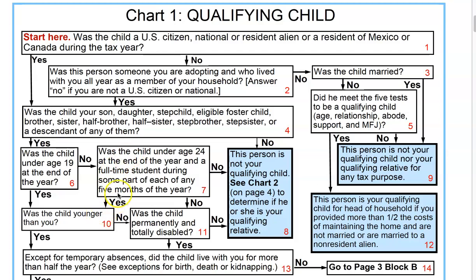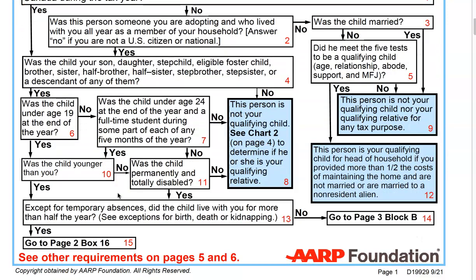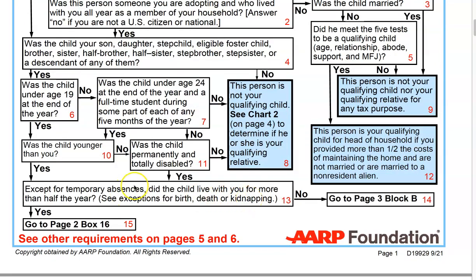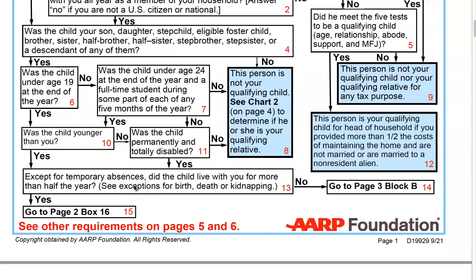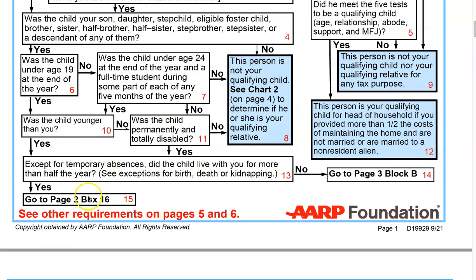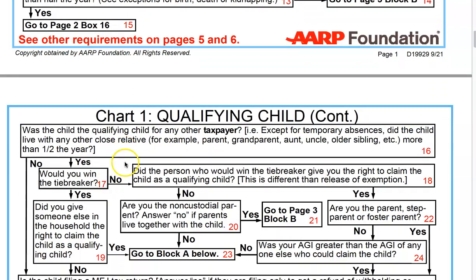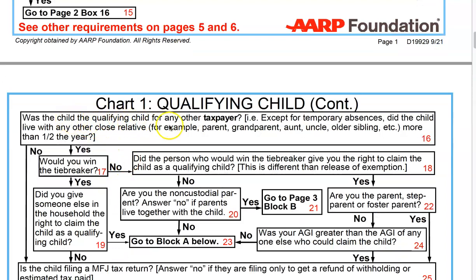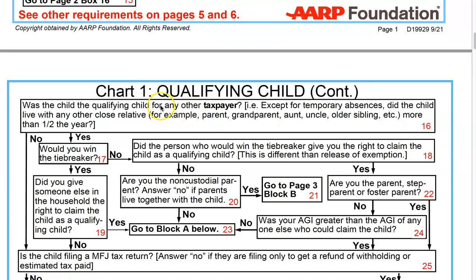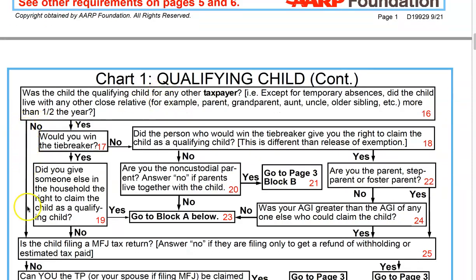We're down to box 10. Is Raymond younger than Sophia? Yes. We go to box 13. Except for temporary absences, remember that's at school, did Raymond live with Sophia for more than half of the year? Yes. So we're going to move to page 2, box 16, which is the top box on the second page. Was Raymond the qualifying child for any other taxpayer? And the answer is no, because the ex-spouse has agreed not to claim Raymond from 2021. So we follow the no down to here.